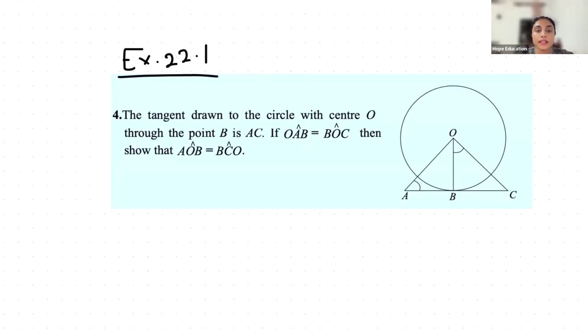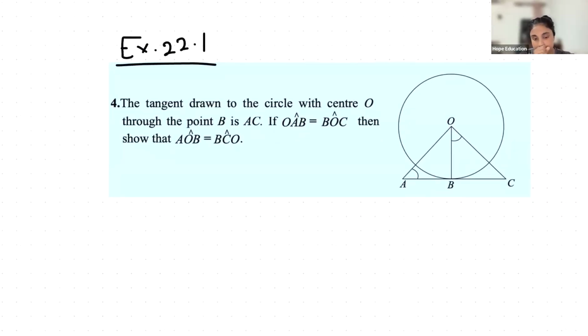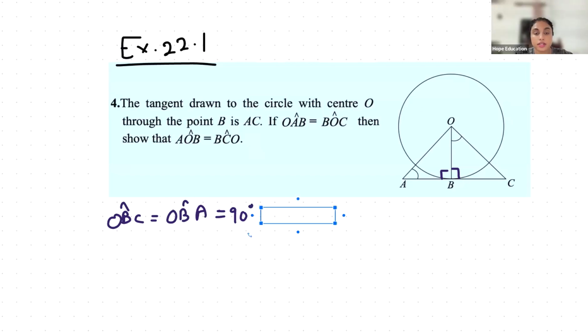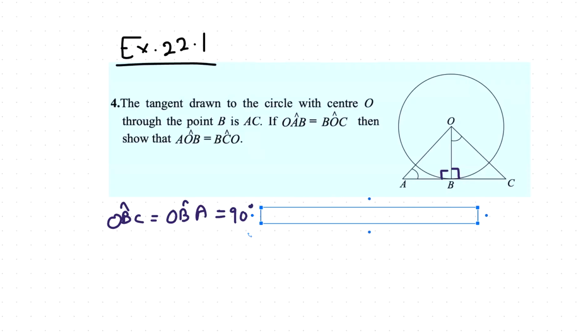Now, the tangent drawn to the circle with center O through the point B is AC. We know the tangent is perpendicular to the radius, therefore this is also 90 degrees. OBC equals OBA, they are both 90 degrees. In brackets, the tangent is perpendicular to the radius.